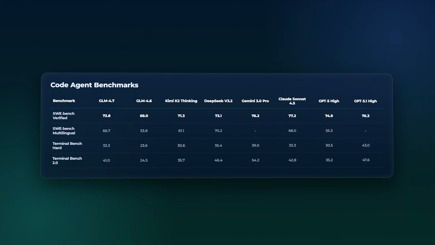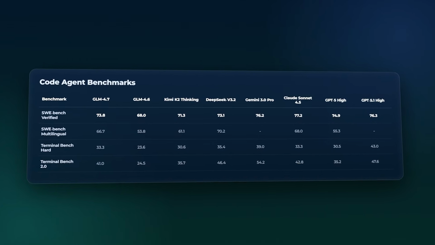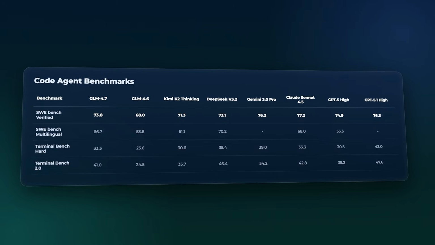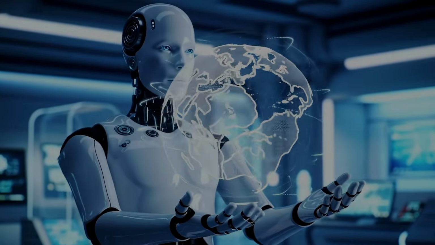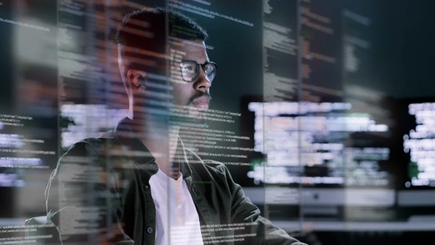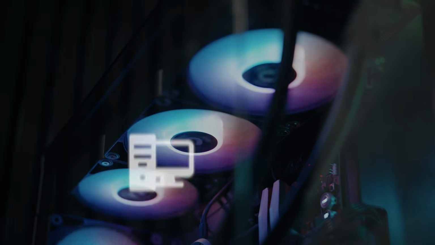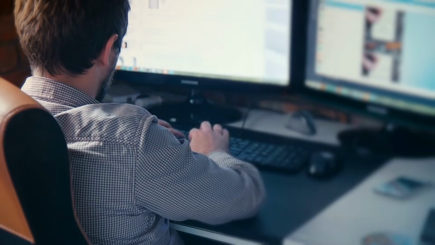Now, limitations. Even with these gains, a top proprietary model can still outperform GLM 4.7 on certain hard tasks, especially in zero-shot scenarios where you want a perfect solution instantly. And for local deployment, the full precision model is heavy. You're talking about a deployment that requires serious hardware, and even quantized variants still need a competent setup. So it's not a casual install and go for everyone.